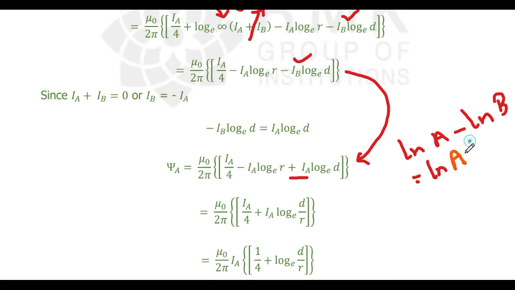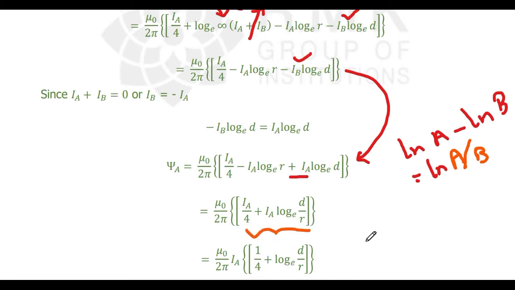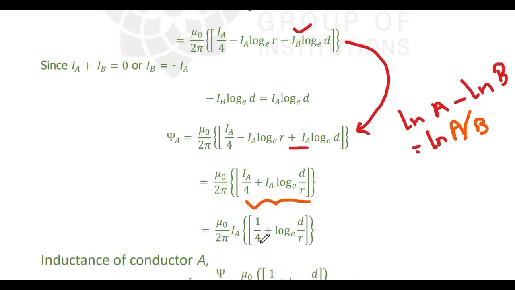A divided by B. Okay. So the same concept, only here I is taken as common. See here, ln R minus ln R plus ln D. So D will be in the numerator and R will be in the denominator, ln of D by R. And in this term IA is common, so taking IA common, the leftover terms are 1 by 4 plus ln of D by R.